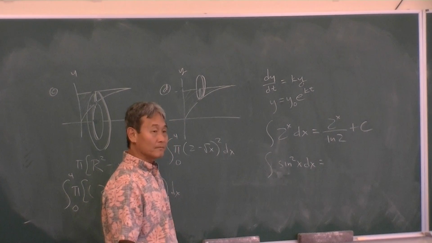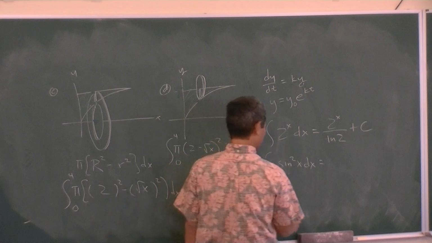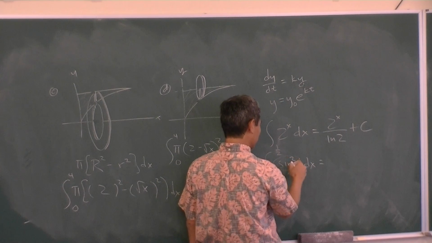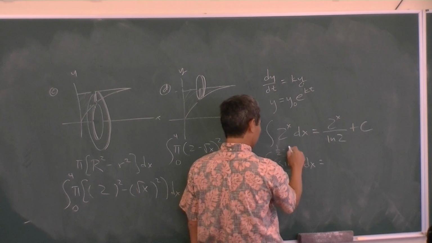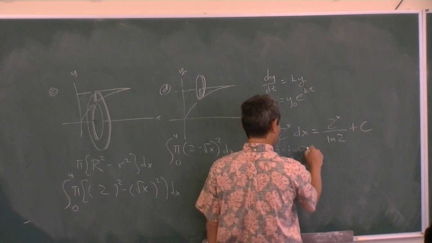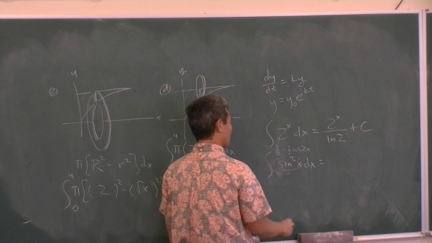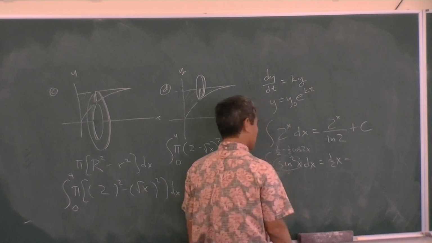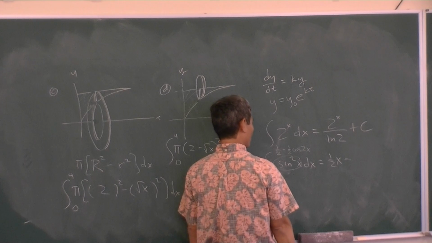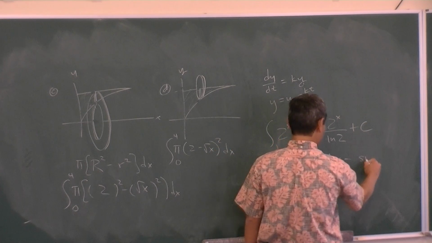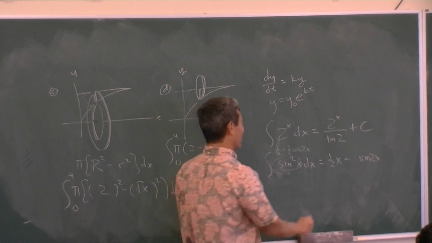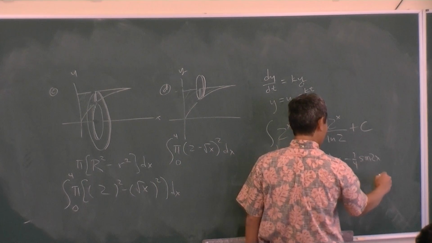Oh, I have to split this one. One half minus one half cosine 2x. Then I integrate it: one half x minus, sine 2x? No, there's a one fourth. One fourth sine 2x.